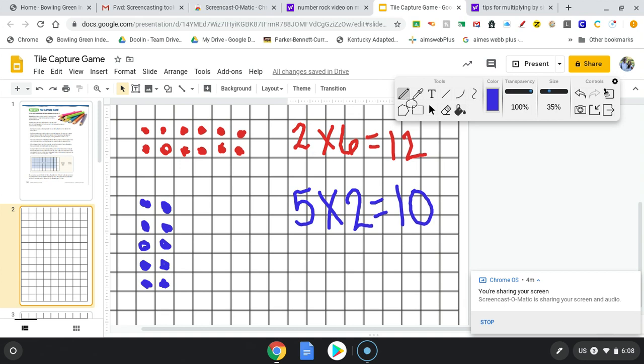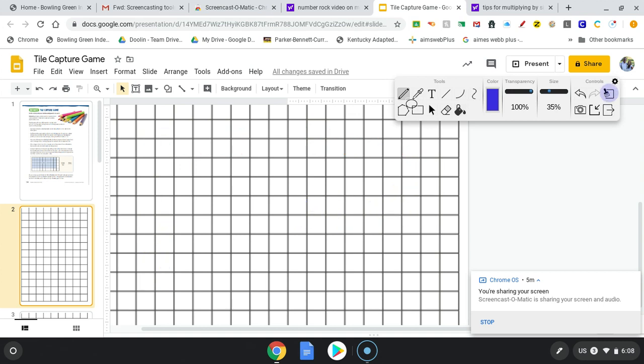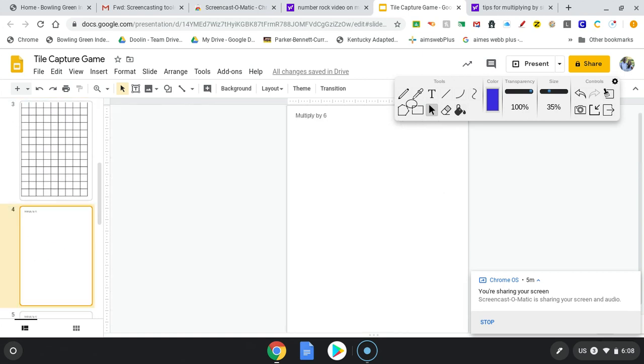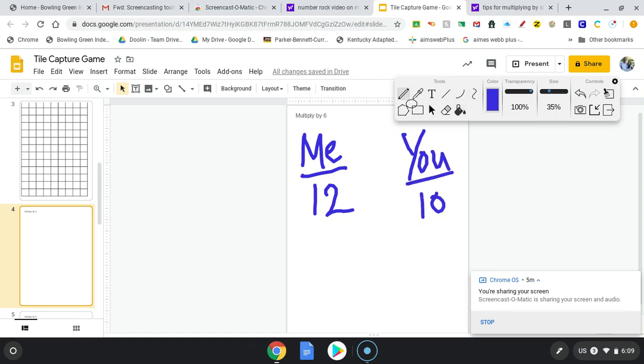Now you're going to get points. So you had 12 points, your partner had 10 points. So we're going to go on to the next page, and we're going to look at what that would look like. So I'm going to put me, and I have 12 points, and you have 10 points. So the next time you play, you might have 36. So you would add those two together. So now you have 48.